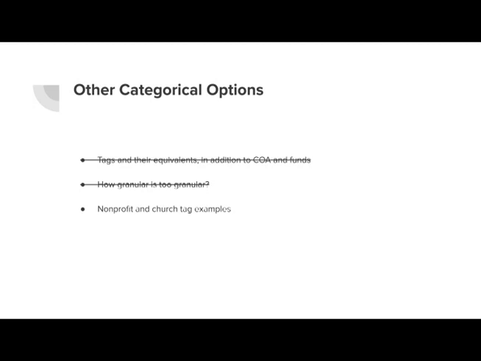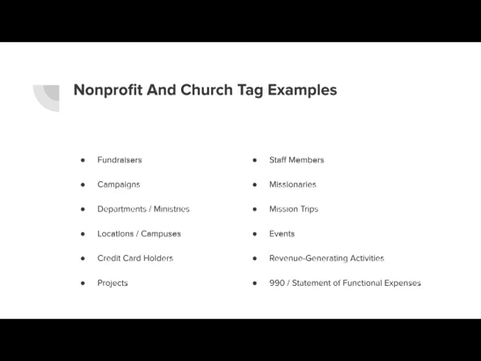So let's go through some examples here. What are some nonprofit and church tag examples? Well, some quick ones we see here. These are the common examples. Again, this can be a number of different things, but typically fundraisers, campaigns, departments, ministries, locations, campuses, credit card holders, projects, staff members, missionaries, missions trips, events, revenue generating activities, and 990 statement of functional expenses type things are what we see tags for. Again, nothing is replacing an account or a fund.